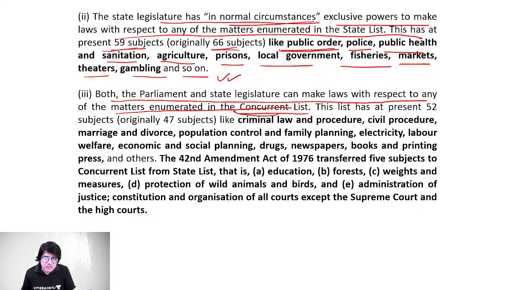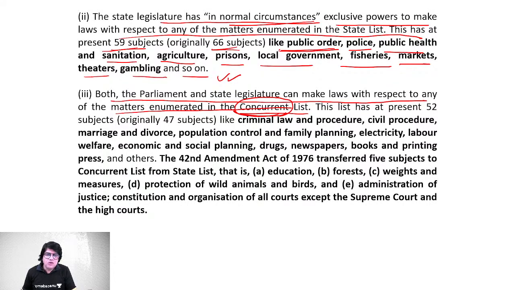Concurrent list is an interesting thing. This concept of concurrent list is also found in the Australian Constitution, and concurrent list basically means that the center as well as the state legislatures have concurrent legislative powers. Concurrent means they can both make laws on these subjects.